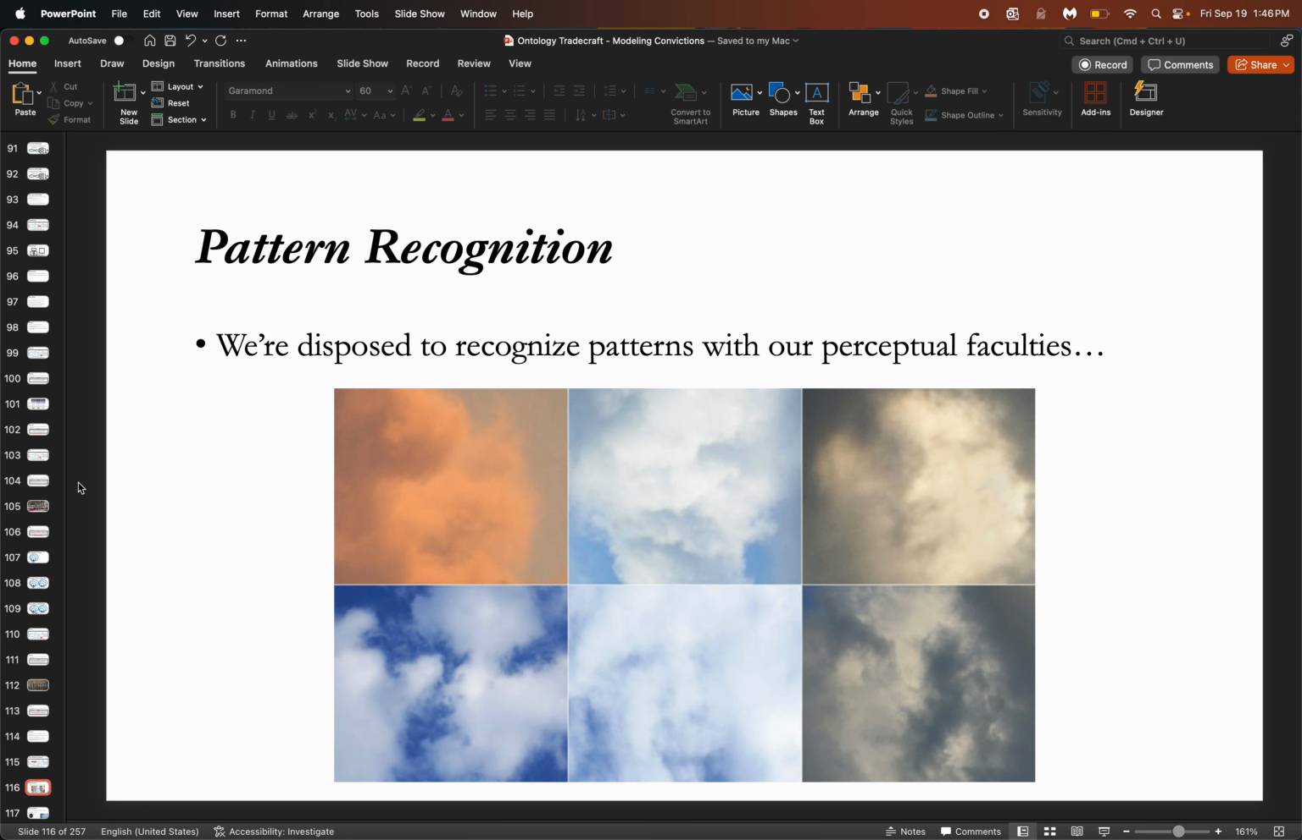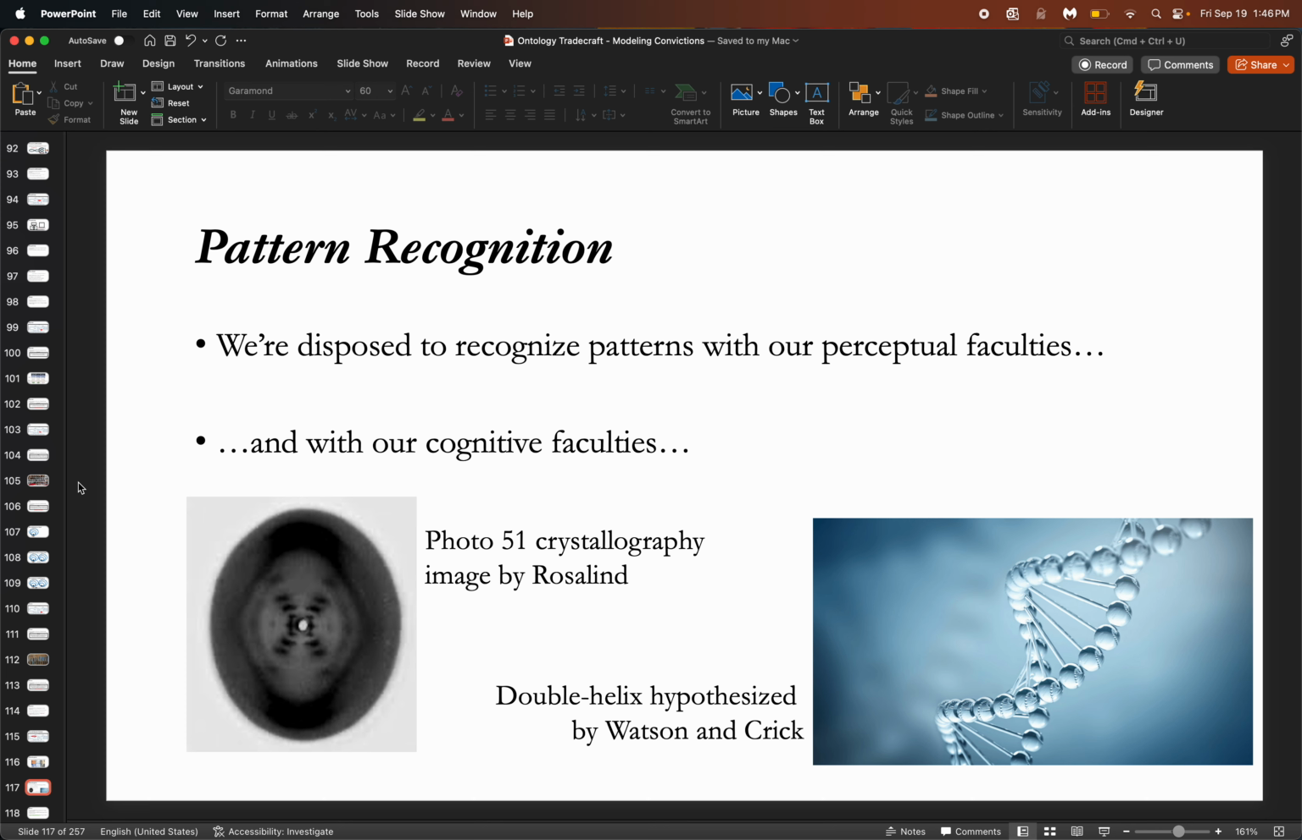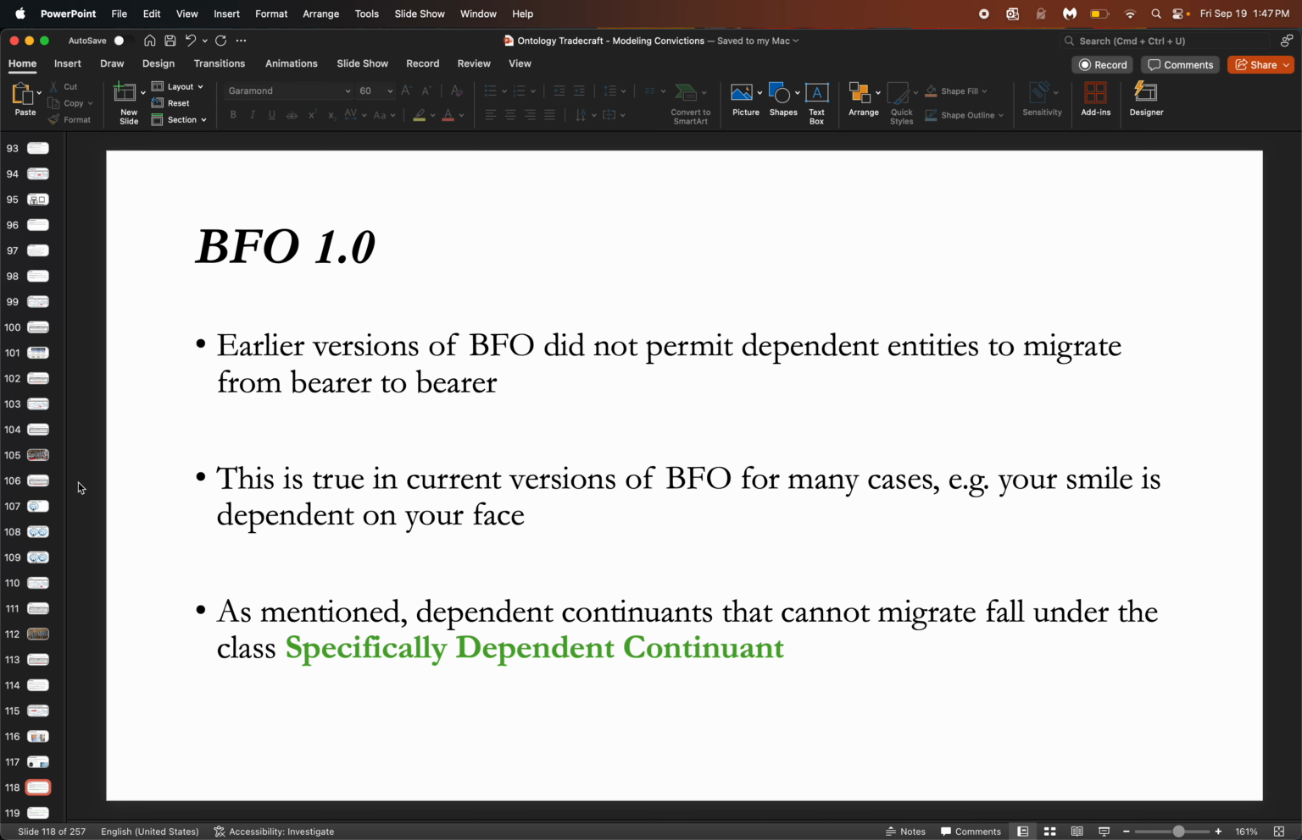So we're very much disposed to recognize patterns with our perceptual faculties. As you can see here, there's 6 pictures of my mom. But we see patterns all over the place, and they often lead to scientific achievements, right? Great scientific achievements have emerged largely in part because of our perceptual faculties and our ability to recognize such patterns. Now, earlier versions of BFO didn't permit dependent entities to migrate across bearers, and this was true in current versions of BFO for many years, so your smile is just dependent on your face.